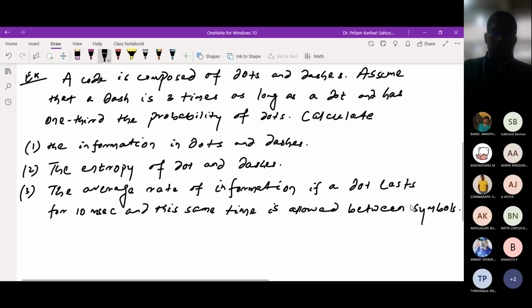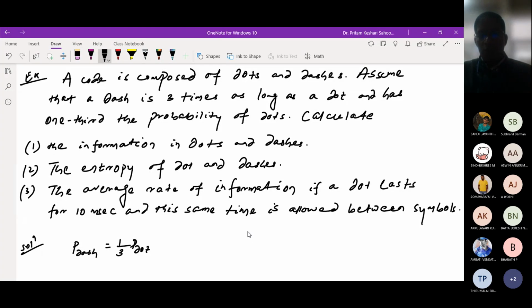Okay, so let us write it simultaneously. The probability given: dash has 1/3 the probability of dot. So the probability of dash is equal to 1/3 the probability of dot. That has been given. The question is to calculate the first bit, the information in dots and dashes. See the code, which is composed of dots and dashes. I don't know in which manner they are arranged, but it is composed of dots and dashes. That's all I know.